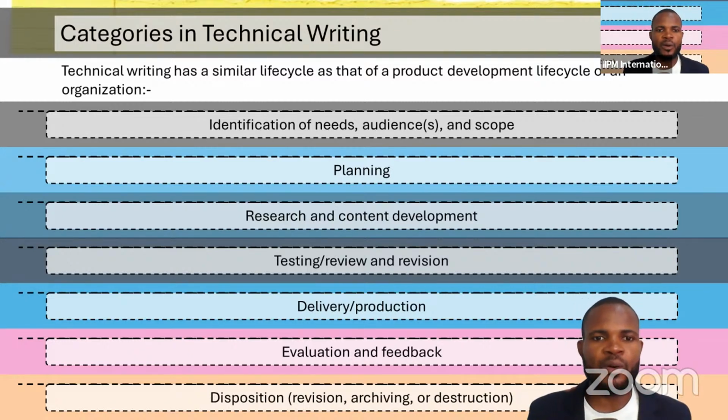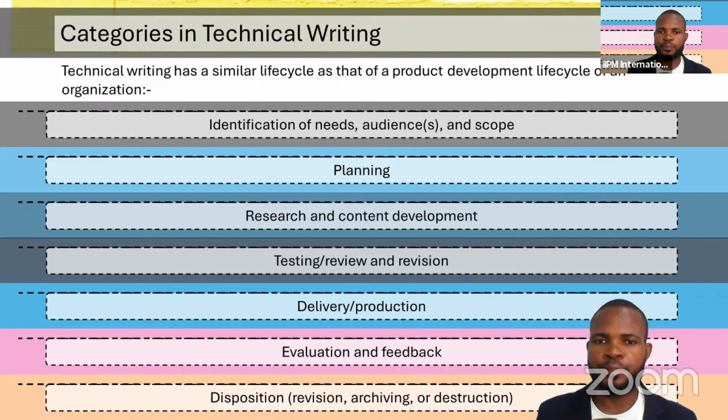All right, now let's quickly look at the categories in technical writing, or what is the life cycle of technical writing? Number one, there has to be identification of needs, audience, and the scope of what needs to be written on. I spoke about audience awareness. Any audience you want to write to, one of the things you are addressing is their needs. In fact, that's just the thing you're addressing. Every other thing around that is just you trying to put some icing on the cake, but you have identified a need.